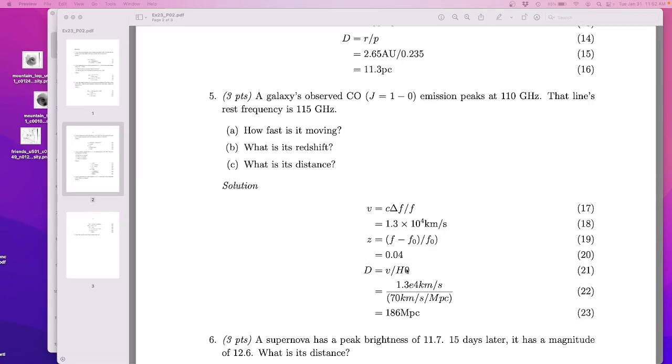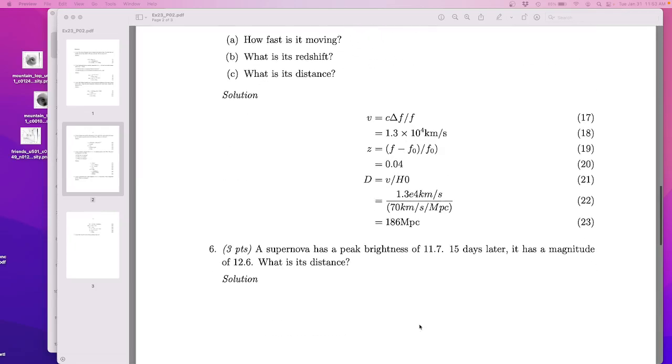The distance is just v over H naught. Just 1.3 times 10 to the 4 divided by 70 should give you a distance of 186 million light years, which is substantial. Any questions on that one? I think everybody got that one.